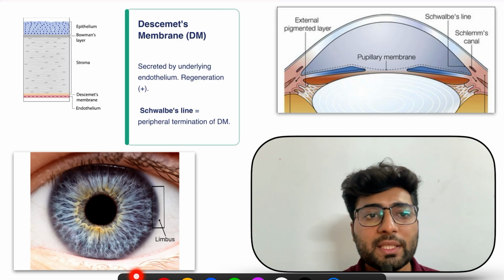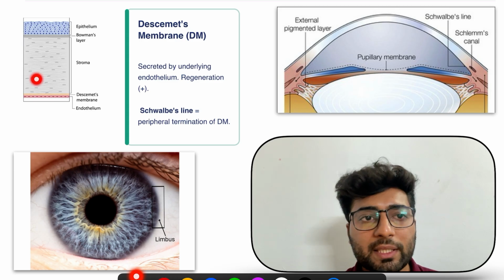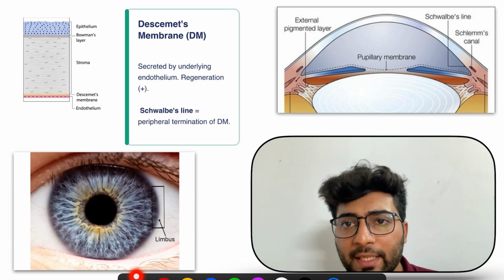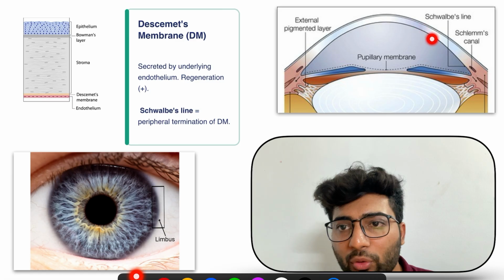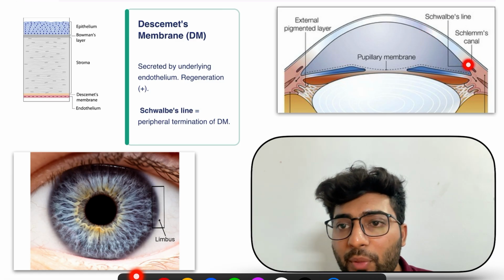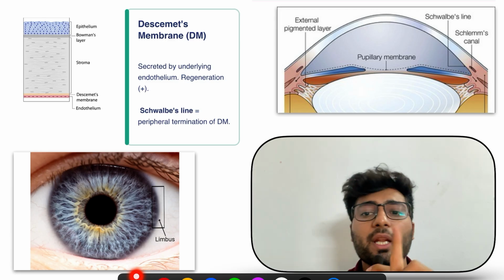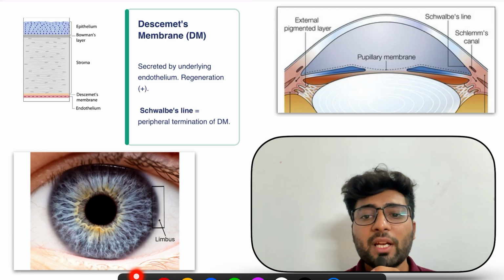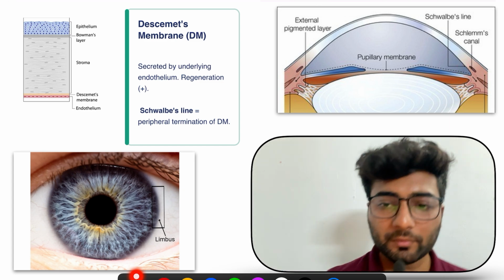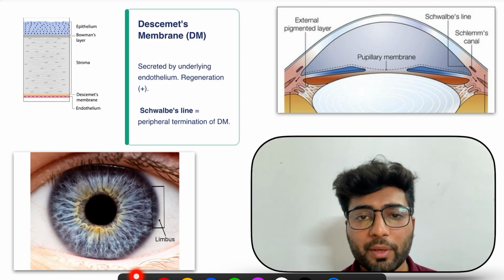Now this Descemet membrane, let's say this layer is taken from here, right? The epithelium will be here and the Descemet membrane will be here. If we put this diagram over here, then this Descemet membrane will be present only till here. This is Schwalbe's line. Beyond Schwalbe's line there is no Descemet membrane. So the peripheral termination of Descemet membrane is Schwalbe's line. So this was all about Descemet membrane.